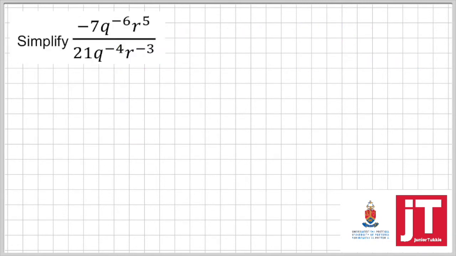This next question says simplify negative 7 q to the negative 6 r to the positive 5 divided by 21 q to the negative 4 r to the negative 3. This is a rather interesting problem because it contains negative exponents. So I would like to encourage you to pause the video at this point, try this question yourself and see if you get the same answer as I do.